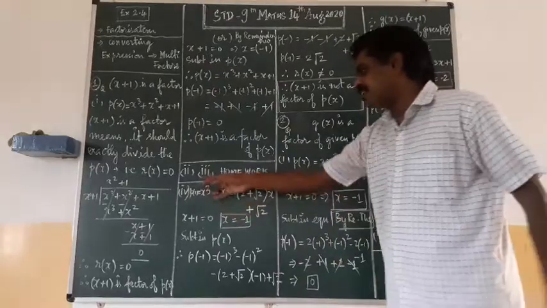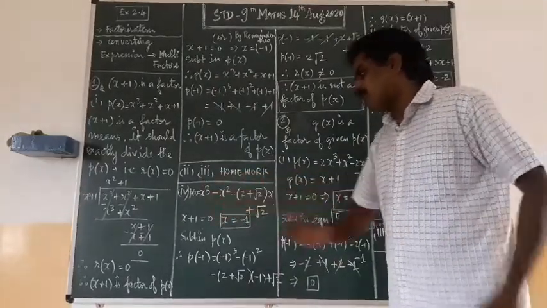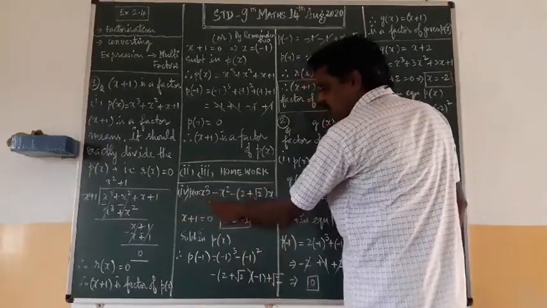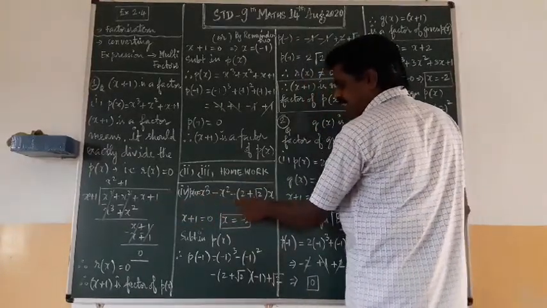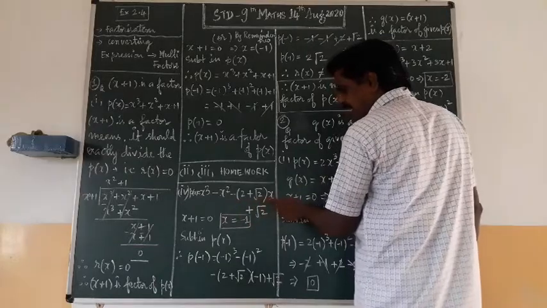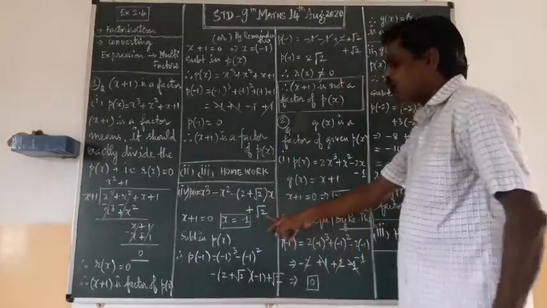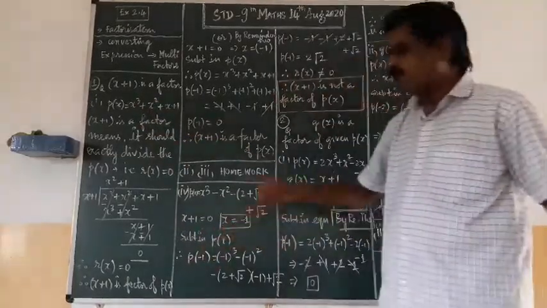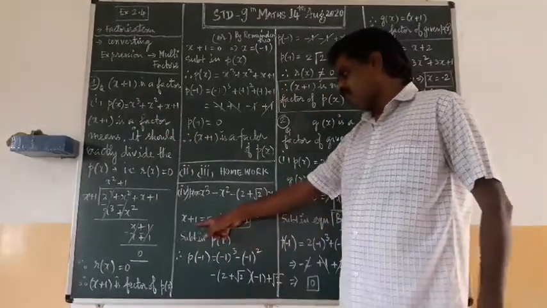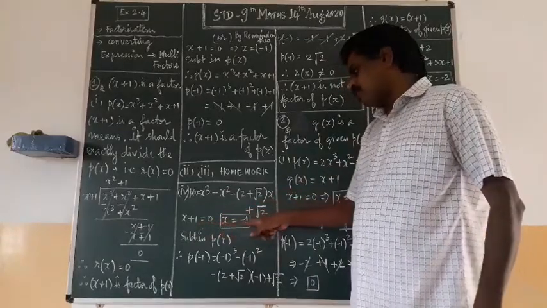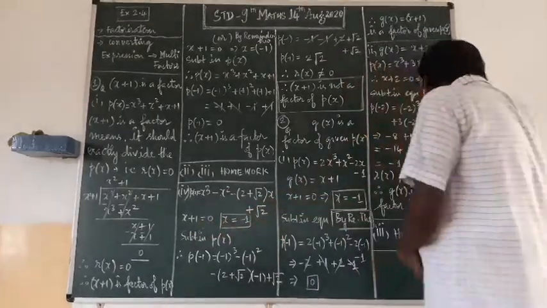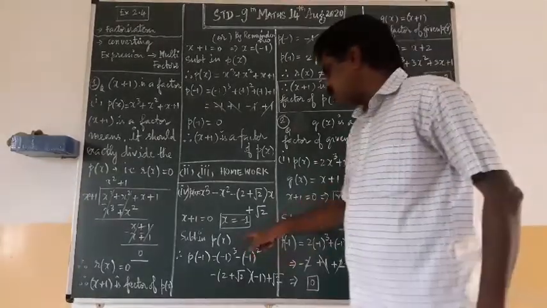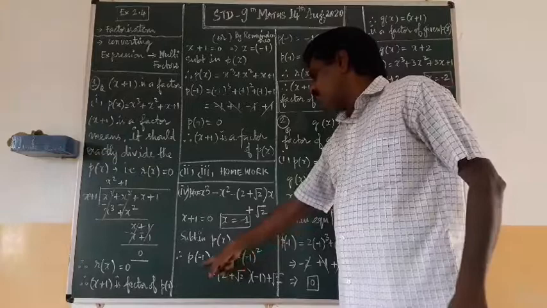Second and third, take as homework. The fourth problem I am doing. What is p of x given there? p of x equals x cube minus x square minus, in brackets, 2 plus root 2, into x plus root 2. The same factor, x plus 1, should be a factor. So I am using the remainder theorem. x plus 1 equal to 0, so x equal to minus 1. Then substitute in p of x. So put minus 1 here, p of minus 1.